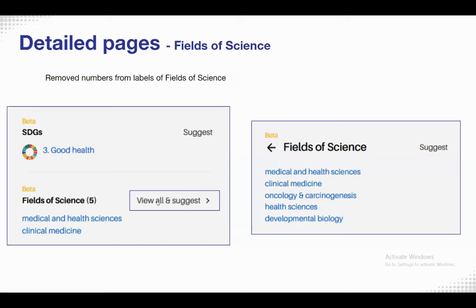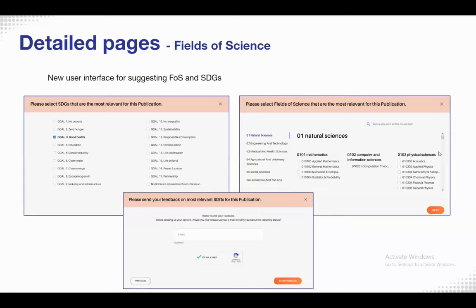When there are more than two or three fields of science or sustainable development goals, users can click on the view all and suggest button. The right box shows all of them, and they can also use the suggest button to open the new interface and the new way for just suggesting fields of science and sustainable development goals among the available lists that we have on the graph right now. This feedback is very important for us to better check all the content and if we're missing something.